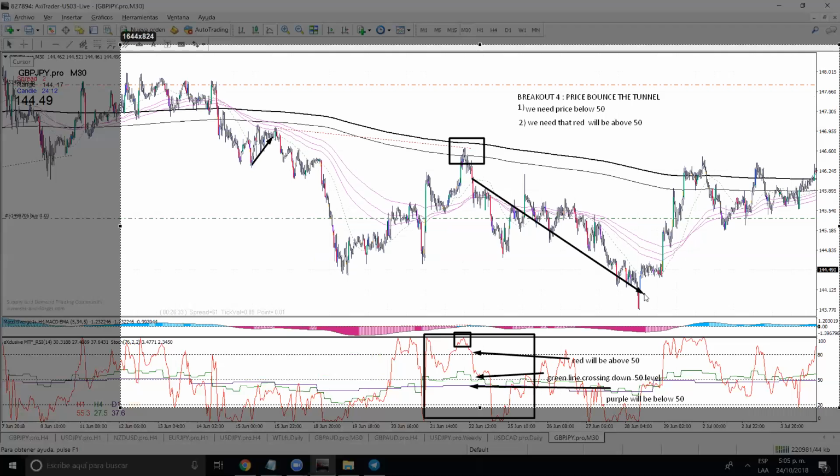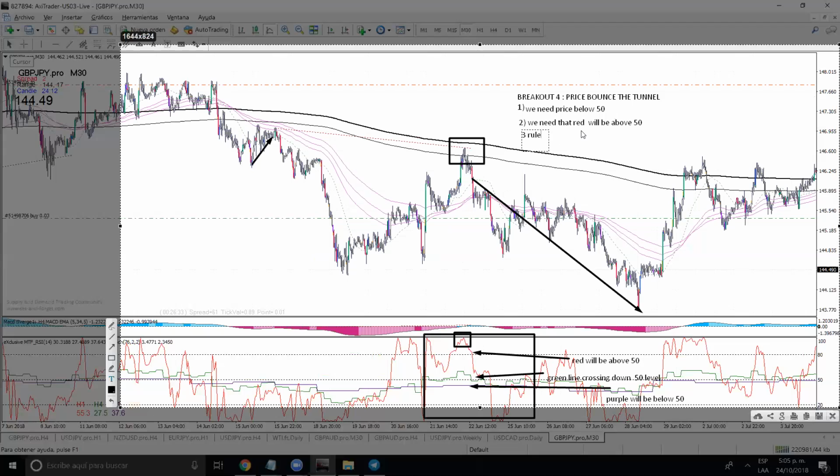It's very easy. When the green line crosses up the 50 level again, nearly from here, this will be our profit, or use Fibonacci, or whatever tool you want to take profit. This is the breakout. The price is down, bounces the tunnel, and we enter. These are the rules.